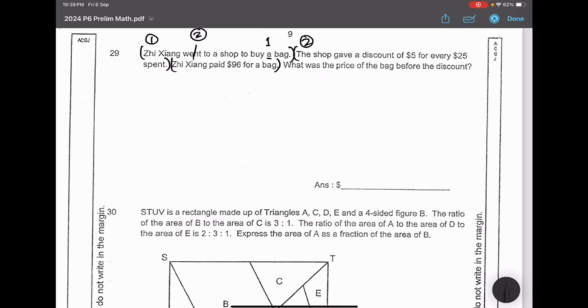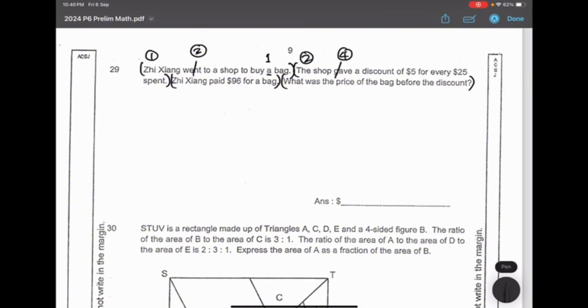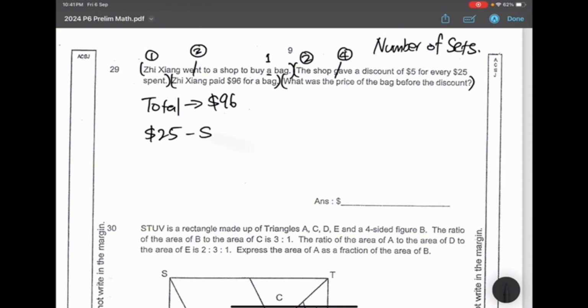Now, what is the question? The question says, what was the price of the bag before the discount? Looking at this question, I know that I am looking at a number of sets questions. Why? Because I want to see how many discounted amounts did he pay for within the $96 for a bag. So I know that he paid a total of $96, and for every $25 he minus away $5, and that would give me $20.